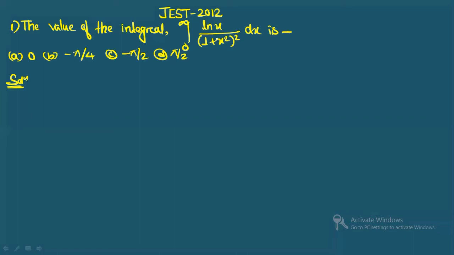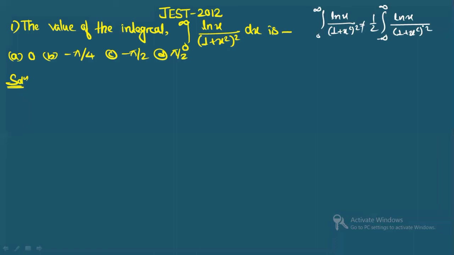Okay, so here first thing you see, here you're having ln x, right? So due to the presence of ln x, this integral is neither even nor odd. Means it's not even, it's not odd. It means this integral 0 to infinity ln x by (1 plus x square) whole square is not equal to 1 by 2 times minus infinity to plus infinity ln x by (1 plus x square) whole square.